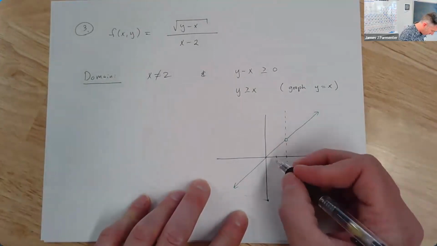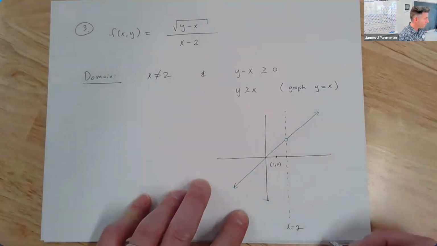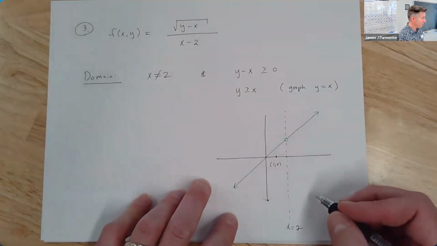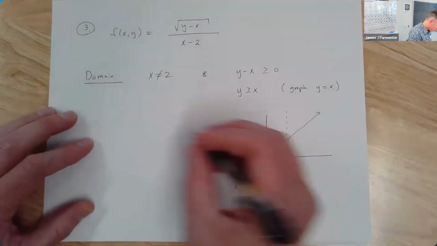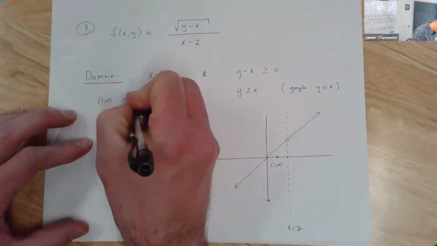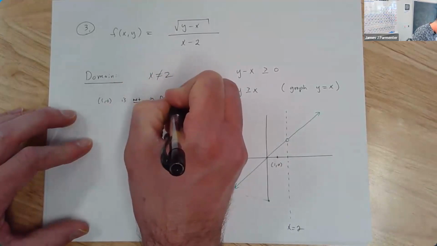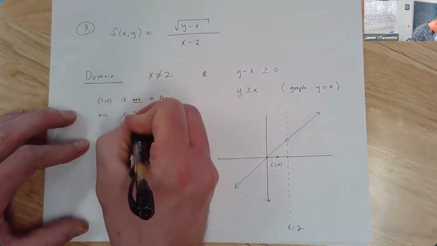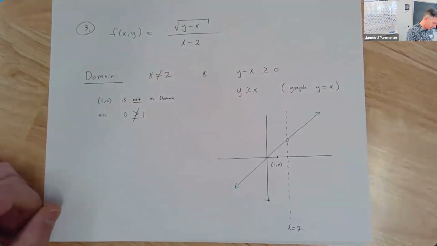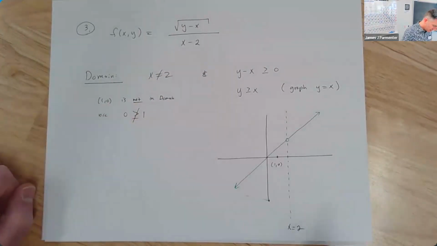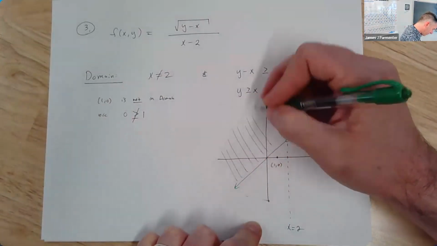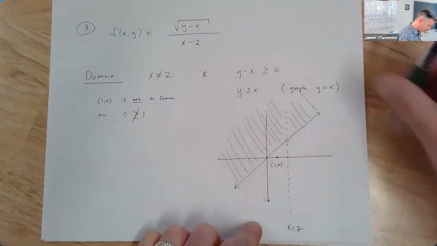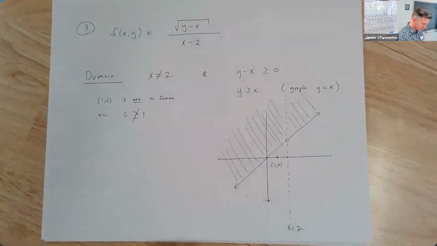So if I, for example, pick the point (1, 0), is the point (1, 0) in the domain? Well, does it satisfy this inequality? Certainly not. (1, 0) is not in the domain because 0 is not greater than or equal to 1, plugging in 0 for y and 1 for x. So that means that this side is the wrong side and this side is the right side. Everything on this side is in the domain, except for the stuff right there.